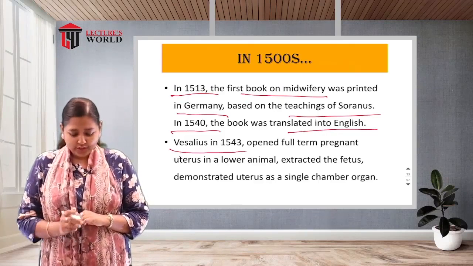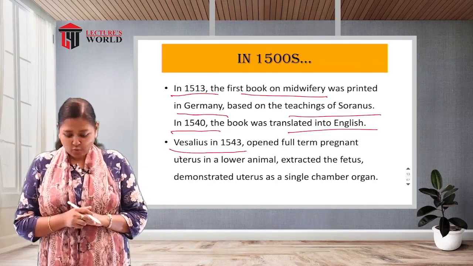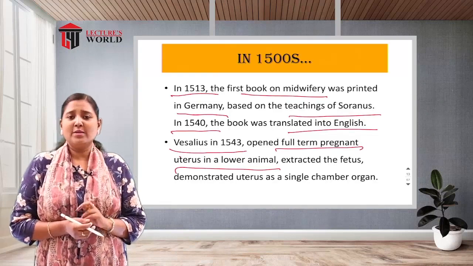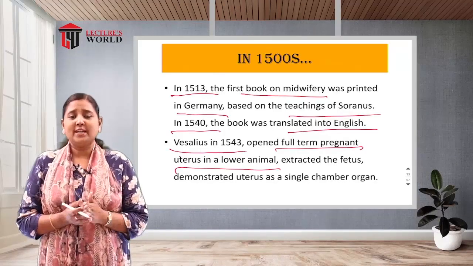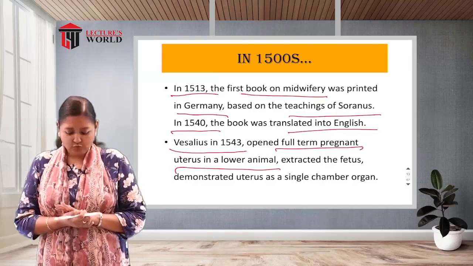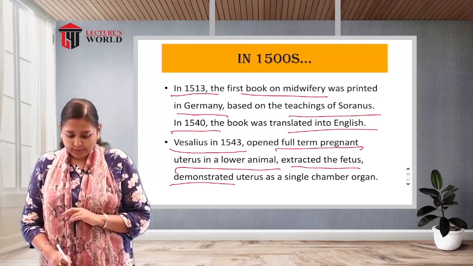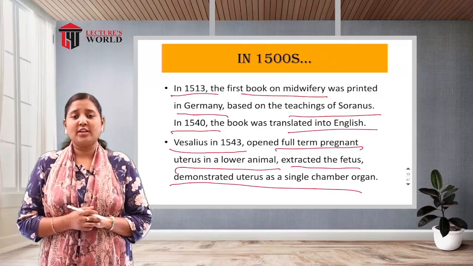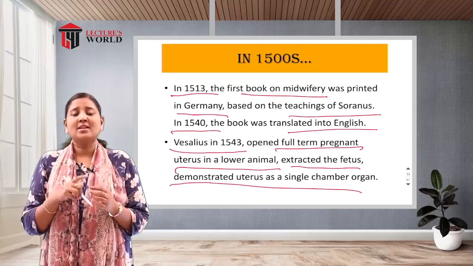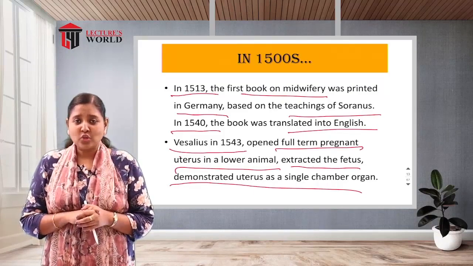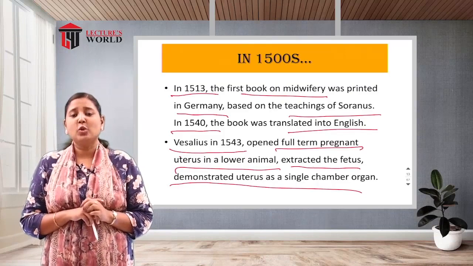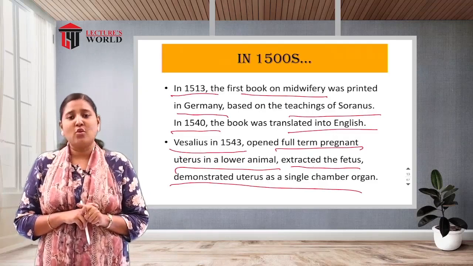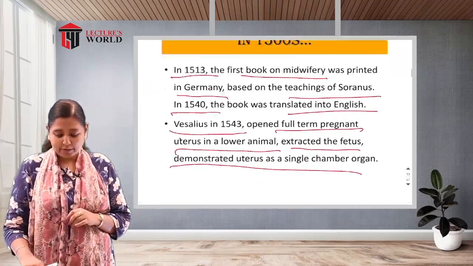In the year 1543, Vesalius opened a full-term pregnant lower animal. Maybe it could be a dog or a smaller lower animal. He opened that mammal and showed this is a pregnant uterus, extracted the fetus, and demonstrated the uterus as a single-chamber organ. The heart is a four-chamber organ, but when you cut the uterus and see, it's one single-chamber organ. This was first told by Vesalius because he opened a lower animal's pregnant uterus, extracted the fetus, and showed that the uterus is a single-chambered organ.